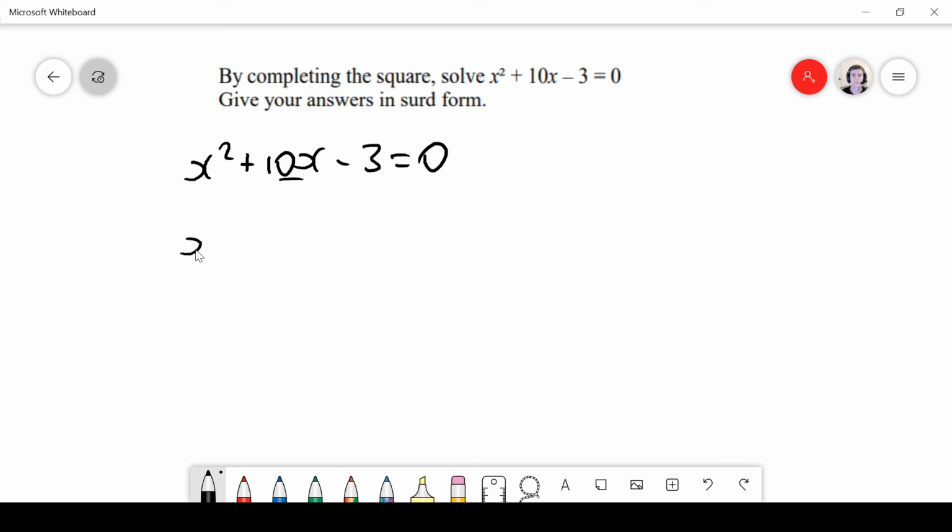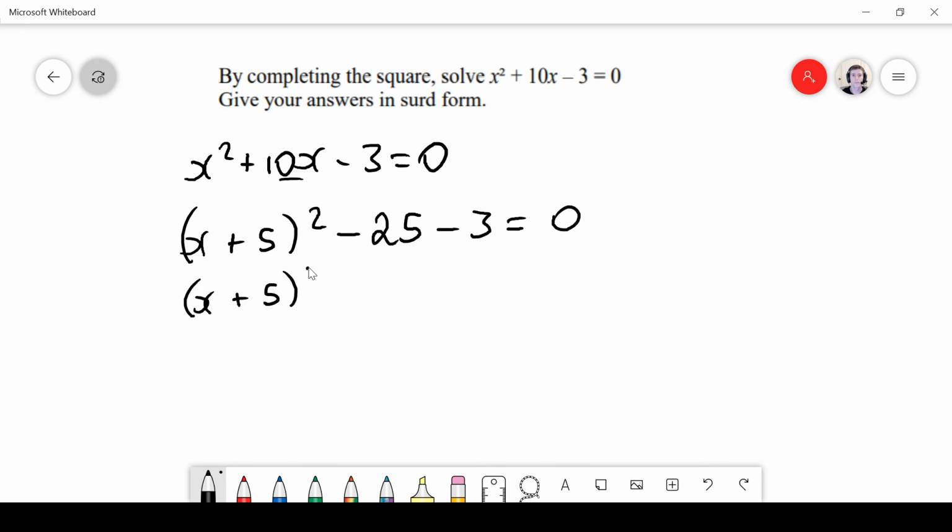And so I get x plus 5, all squared. I have this 5 in here, I'm squaring that, so I'm taking away 25. And I'm minusing 3, and that's equal to 0. So I get x plus 5 all squared minus 28 is equal to 0.